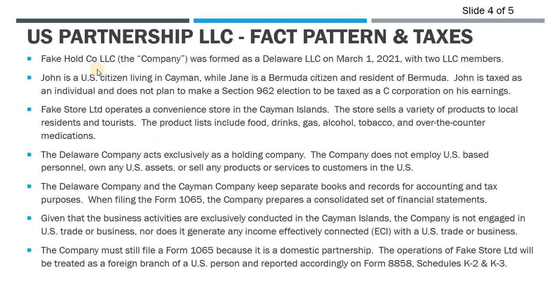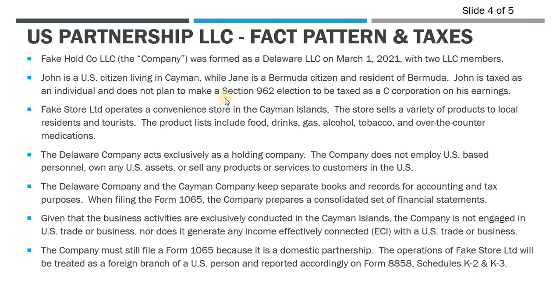All right, so let's move on to the next slide here and keep on going. Now here's some more details on the partnership LLC. Just to recap, the holding company is a Delaware LLC. It was formed in March 2021 and has 2 owners. John's a U.S. citizen. He lives in Cayman. Jane is a Bermuda citizen and lives in Bermuda. John is an individual, so he's taxed as an individual, so he's filing a 1040, and he does not plan to make a Section 962 election.